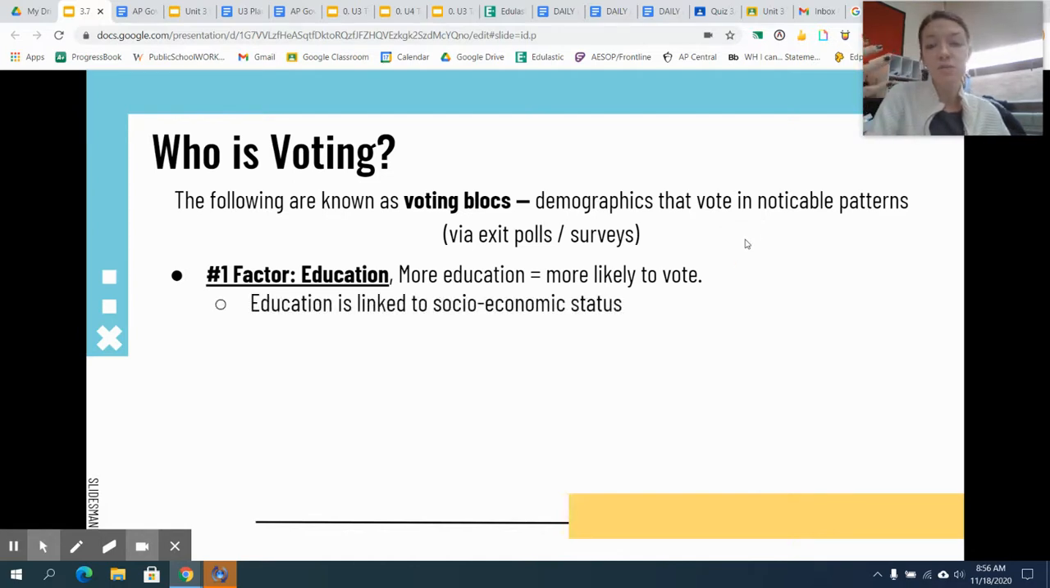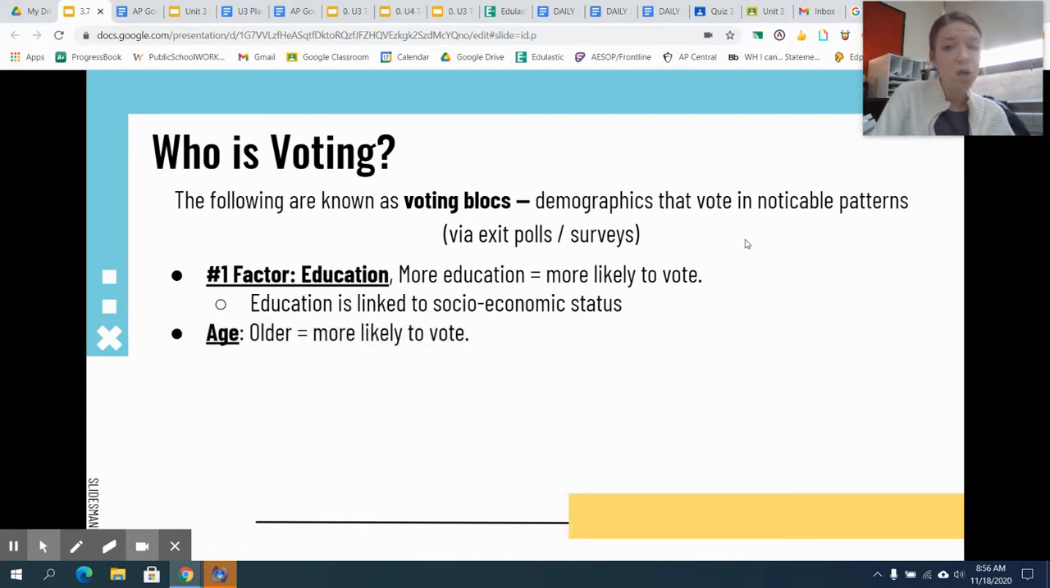And this is also linked to socioeconomic status, right? If you look at data, the more education you have, the more money you are likely to earn versus someone who has maybe just a high school degree. So we see that same trend when we're looking at household income.